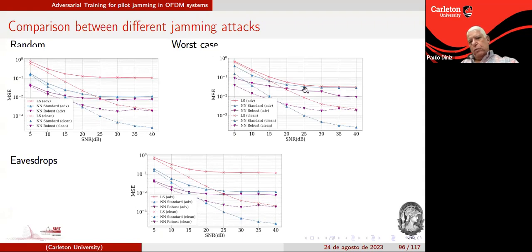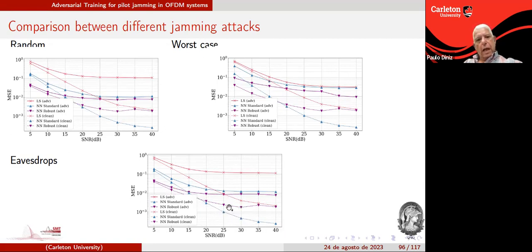The same thing with the worst case scenario. The conclusions are quite the same, but one interesting thing is that suppose we are using a neural network which I designed as a robust one, but I use it on a clean signal. As I see here, this is what happens. I use a clean signal here. This is the case where I have a clean signal, the blue one.